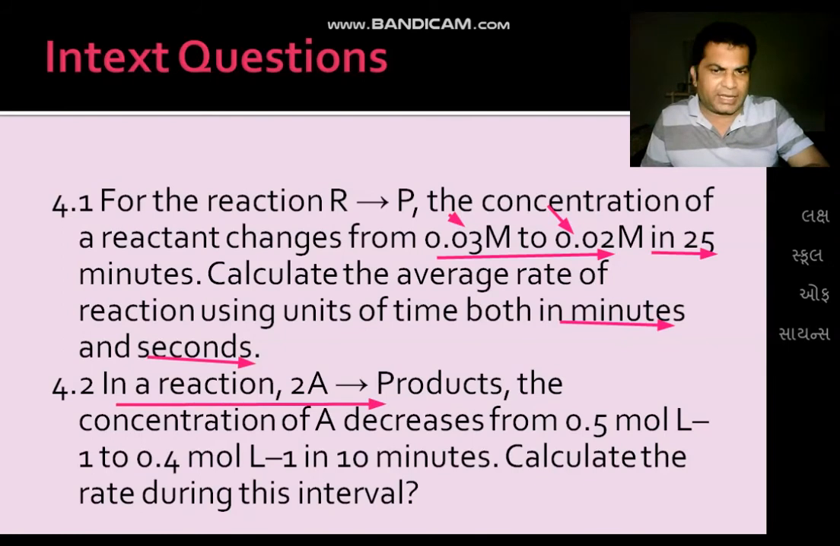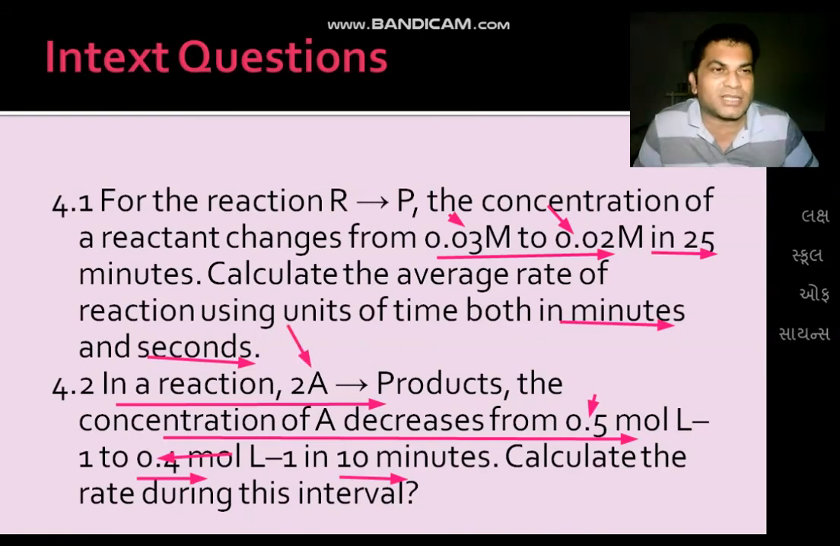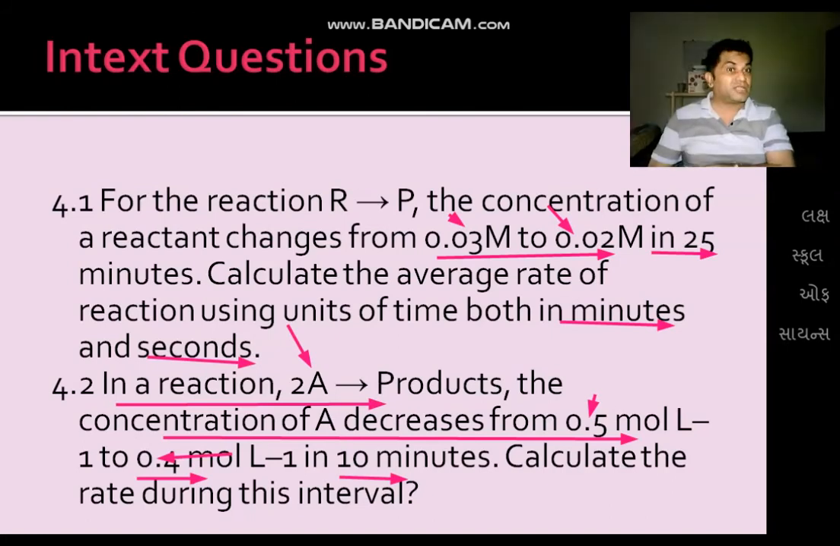A reaction 2A produces B. Here B was left out. The concentration of A decreases from 0.5 mole per liter to 0.4. So this is R2 and this is R1. Take R2 minus R1 and divide by 10. But remember, the stoichiometry here is 2, so first comes -1/2 delta A by delta T, where delta A is R2 minus R1 upon 10. Answer. Very simple. You have to do this.